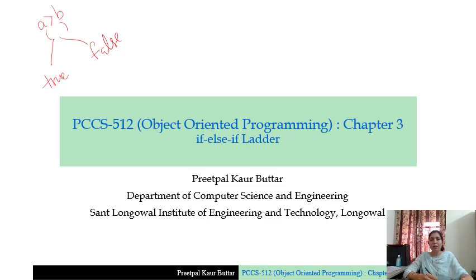But sometimes you have more than two options, right? For example, you have some amount of money in your pocket and you want to decide whether you want to go to a movie, or you want to eat an ice cream, or you want to do nothing. Now, instead of having two options, you have three options.